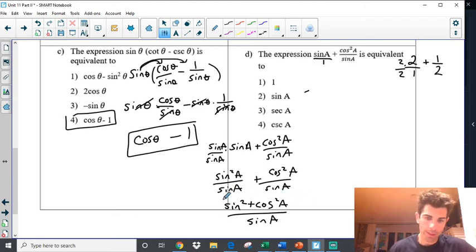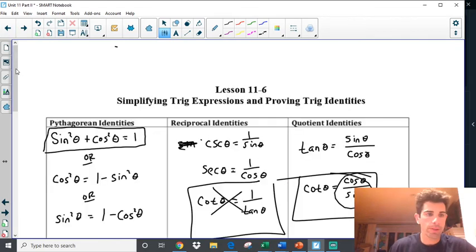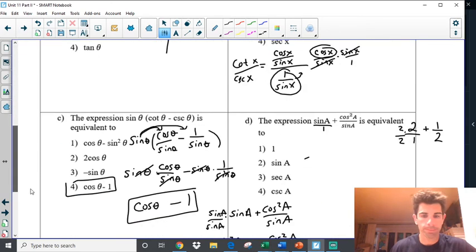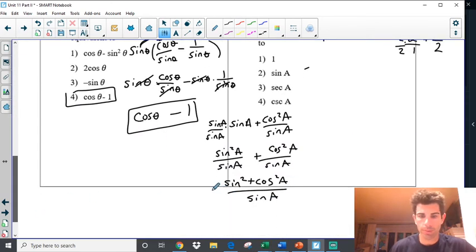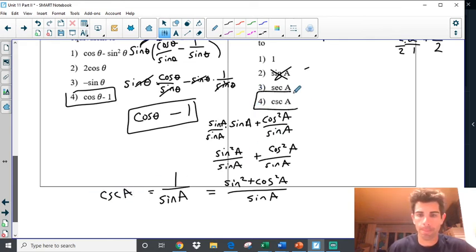And now what is sine squared plus cosine squared equal to? Well, we did that up here. Sine squared plus cosine squared is 1. So this becomes 1 over sine A. Now, if you look, they don't have 1 over sine A. They have sine A, but that's not the same. 1 over sine A is the same as having cosecant of A. It had a lot of layers to it. But there it is, okay?